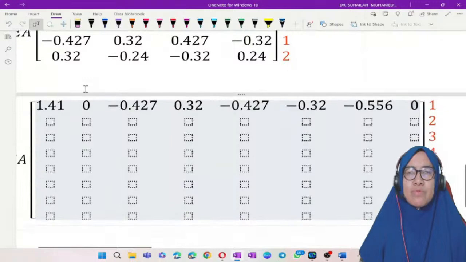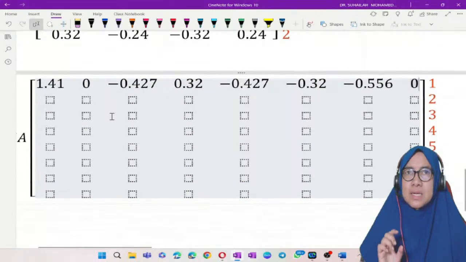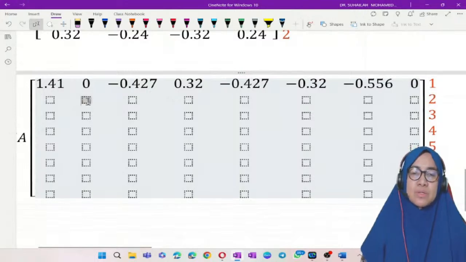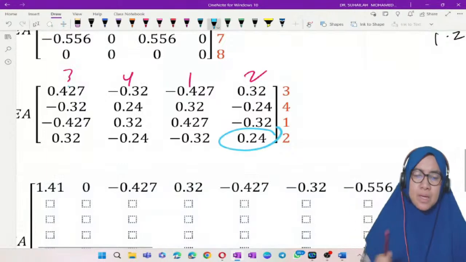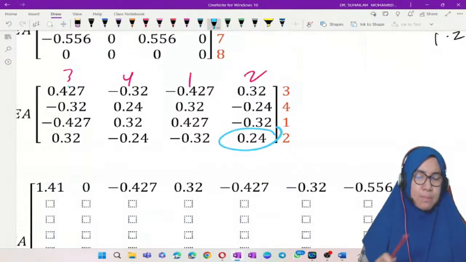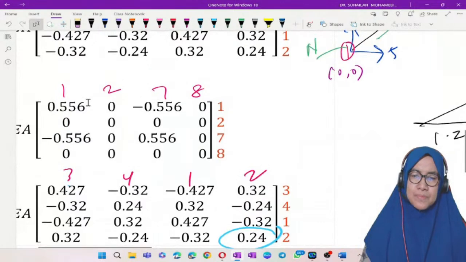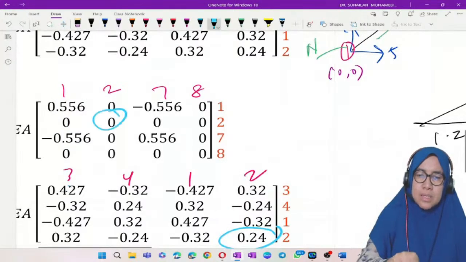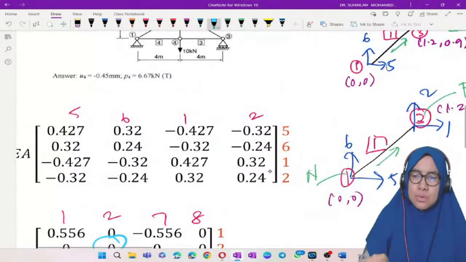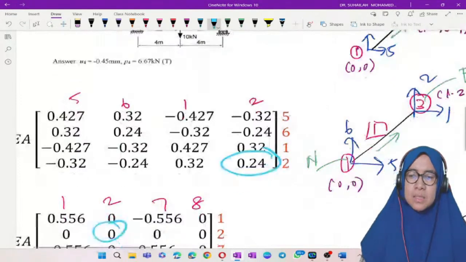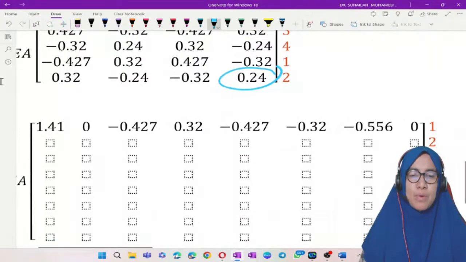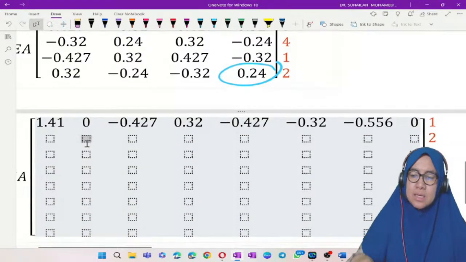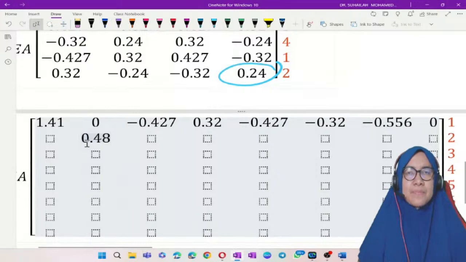Okay, now we move to line number 2, and since it is a symmetric matrix, we will start with 2,2. So find 2,2. It is 0.24 plus 0.24, which is 0.48. For position 2,2, it is 0.48.